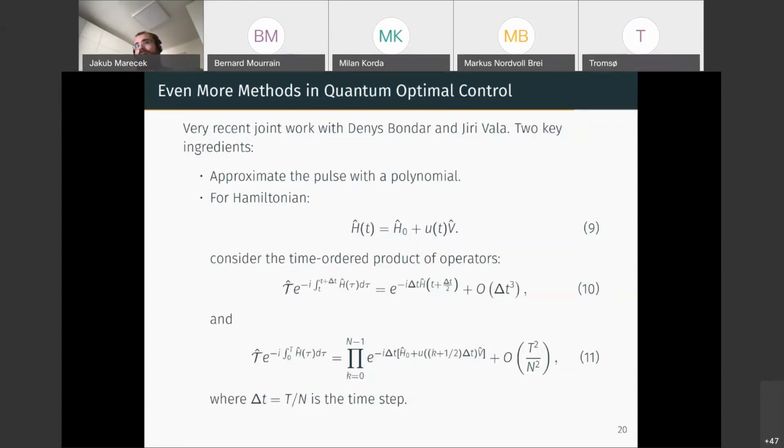And then the second key ingredient is a rather different way of dealing with the non-commutativity, which we have addressed in this work, the main subject of this talk, with the Magnus expansion. Here we could use this approach rooted in Dyson's work with the time-ordered product of operators to come up with the solution of the initial value problem in a different form. And this has substantial advantages in some cases. Notably, it has a much better dependence on the time resolution you consider.